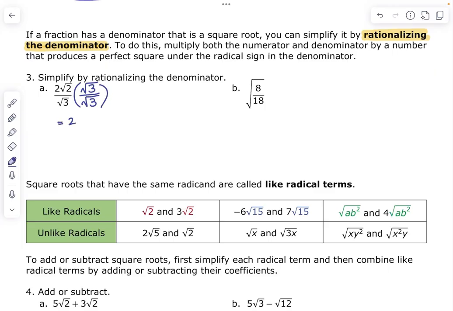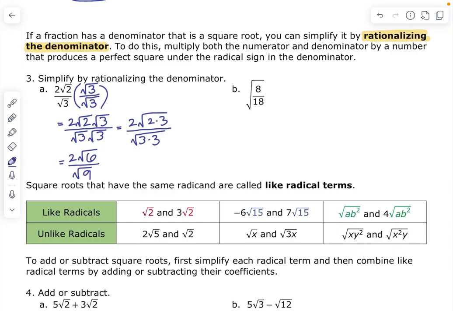Okay, writing out all my steps. In my numerator now, I have 2 times the square root of 2 times the square root of 3. And in my denominator, I have the square root of 3 times the square root of 3. Using that product rule, I can combine those radicals. So I'm going to have 2 times the square root of 2 times 3 divided by the square root of 3 times 3. Okay, that gets me 2 square root of 6 over the square root of 9. And we know that the square root of 9 is 3. So our final answer is going to be 2 square root of 6 over 3.